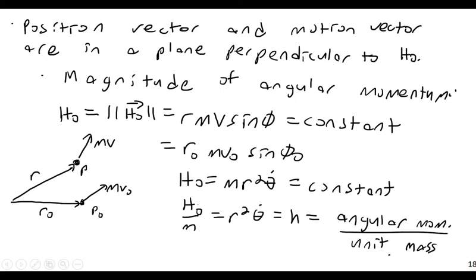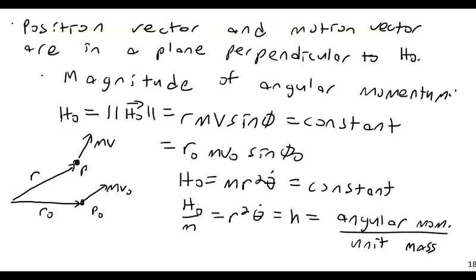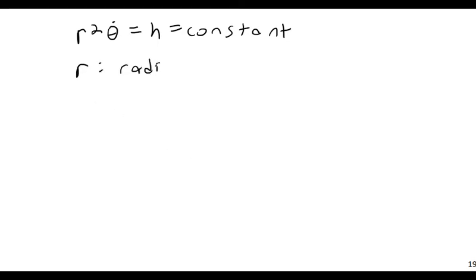Let's try to break this up a little bit. Did you all get that? Okay. Angular momentum per unit mass. So, r squared theta dot equals h equals constant, or something like an orbit. So what does this mean? Well, r is going to be your radius, or your distance from the center.